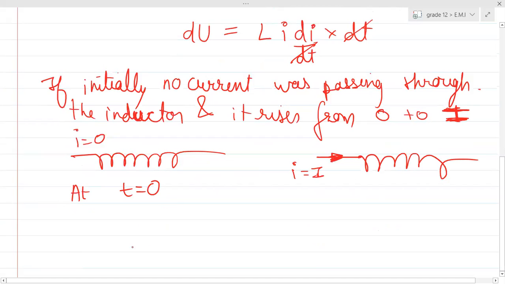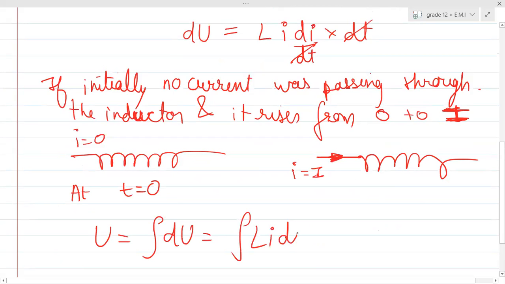So the potential energy will be equal to the integration of this dU, which will be the integration of this L I dI, from where to where, guys? From 0 to capital I.